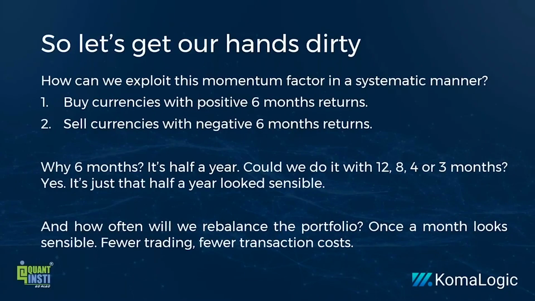So, for example, we can buy the currencies with positive 6-month returns. And why 6 months? It's simple, just because it's half a year and this looks sensible. You can actually do it with 12, with 8, with quarters, with 3 months, wherever you want. That is not a problem. Just that we are facing a future strategy in which we need to enter some parameters. The least parameters, the best, to avoid overfitting.